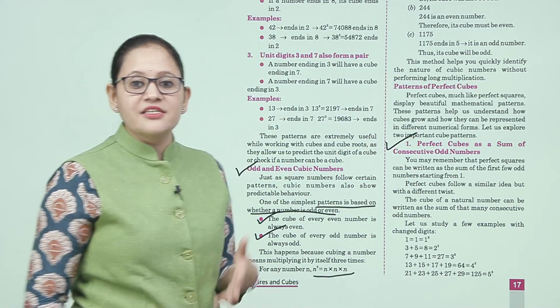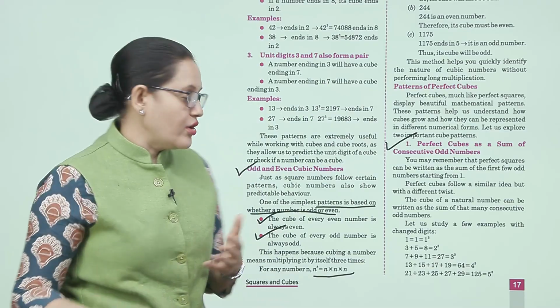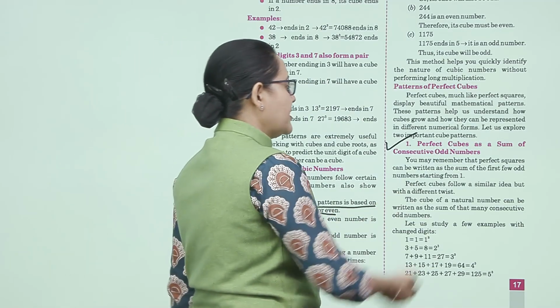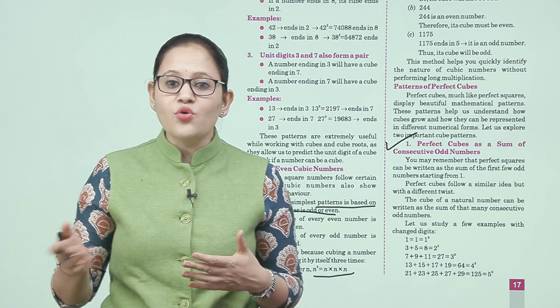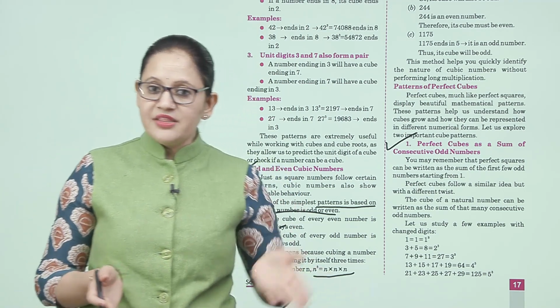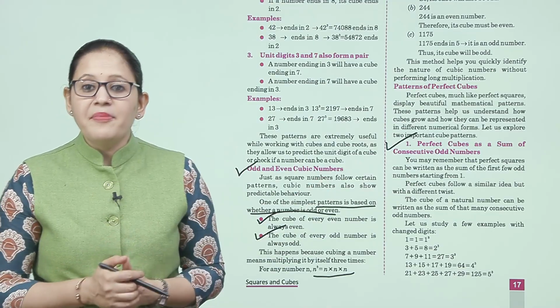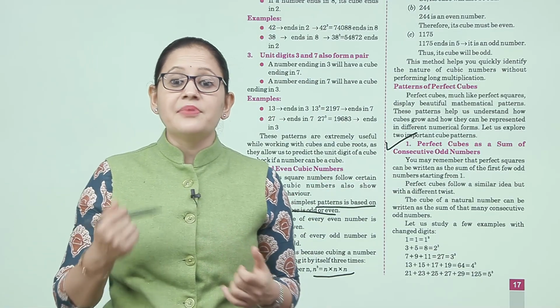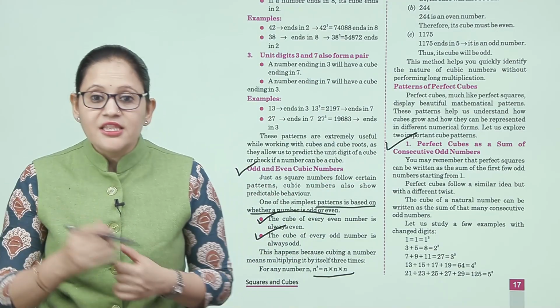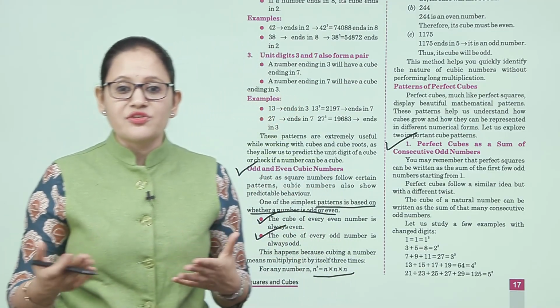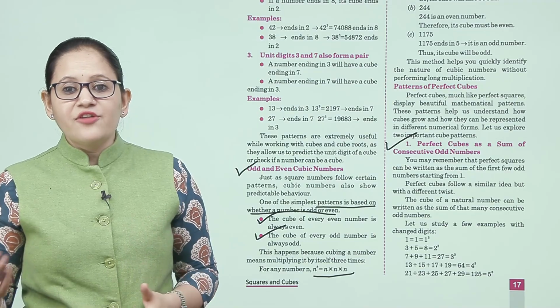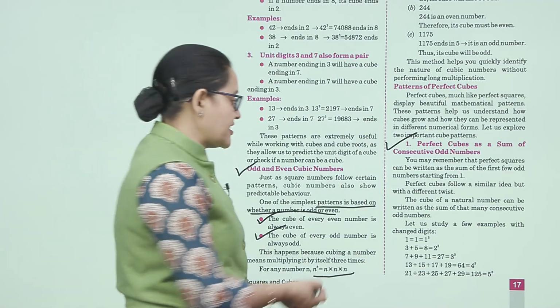Perfect cube as the sum of consecutive odd numbers. You may remember the perfect square can be written as the sum of the first few odd numbers starting from 1, that we have read earlier. Perfect cubes follow a similar idea but with a different twist. The cube of a natural number can be written as the sum of many consecutive odd numbers. Let us study a few examples.